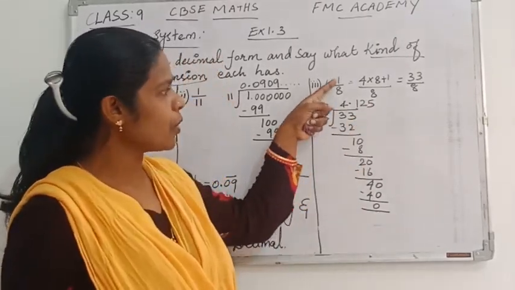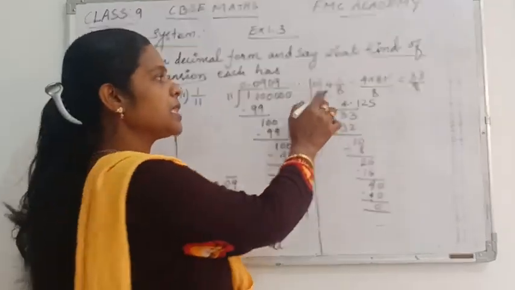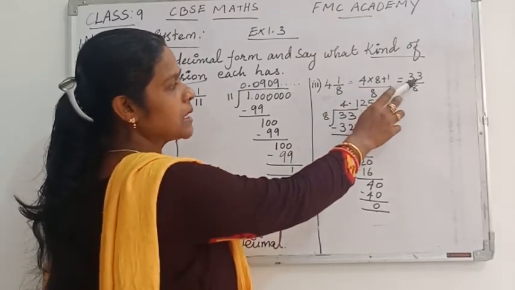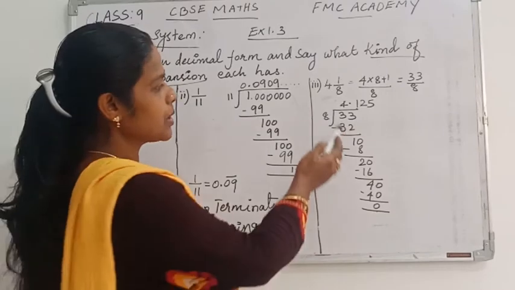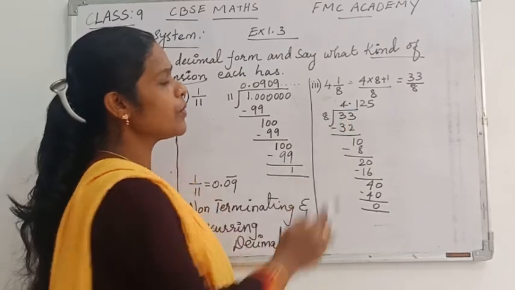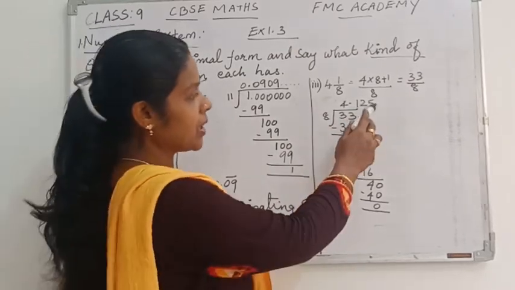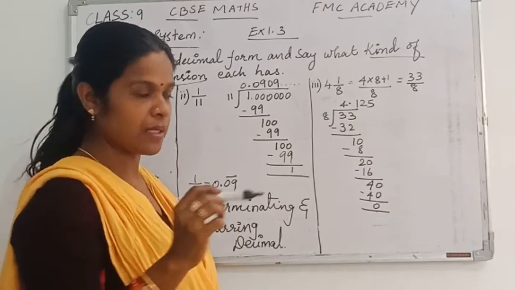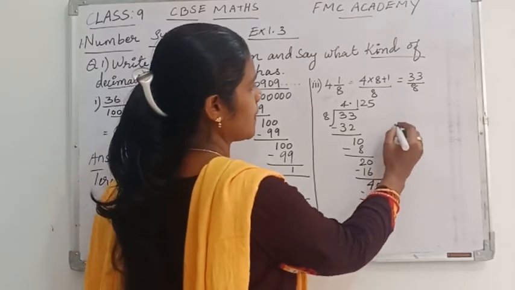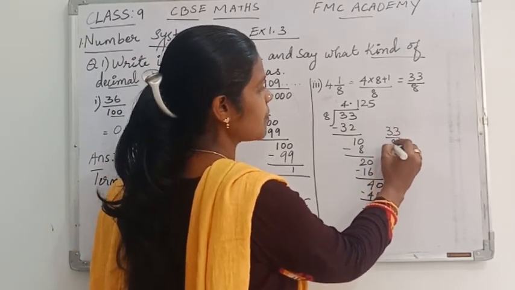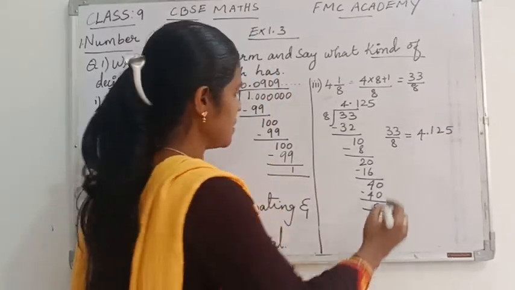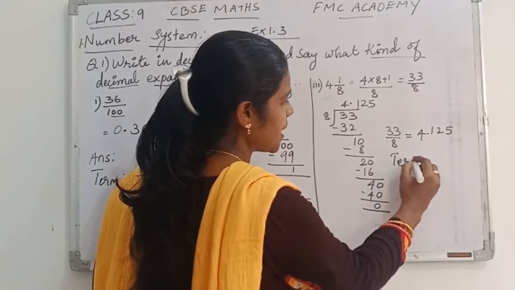Next one, here it is given 4 1 by 8. First step, convert this mixed fraction into improper: 4 eights are 32 plus 1, it is 33 divided by 8 we are getting. So 33 divided by 8, when you do, you are getting the remainder as 0 and the quotient is 4.125. You can see the dot is not kept over here, the infinity symbol. It means it is terminated. So here the answer will be 33 by 8 equal to 4.125, so your answer will be terminating decimal.